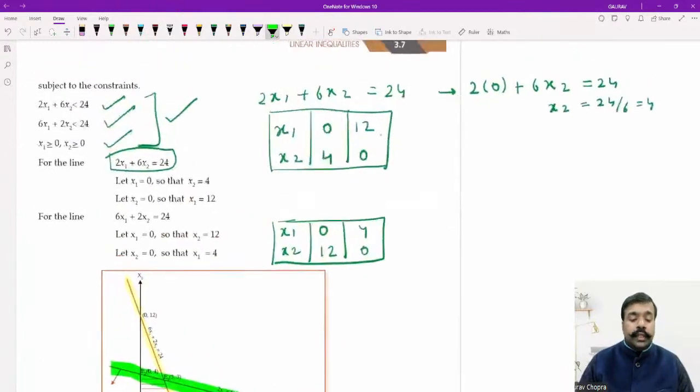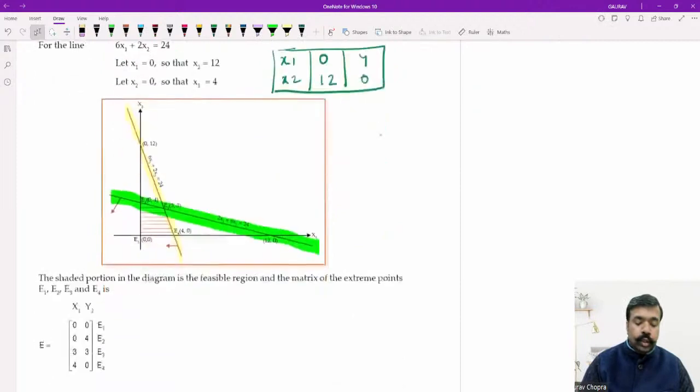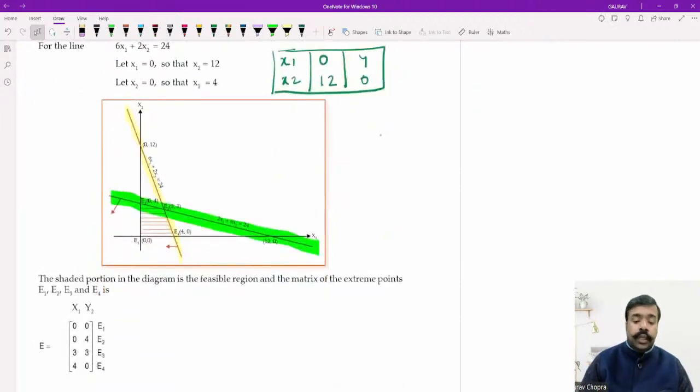Now, what will be the next thing? Since there is a less than sign, the less than sign will go towards the origin. So we have to see the common area which is going inside. This will go inside, this will go inside, and it cannot become negative. That is why this is the required region. And from this region, we can find out all the possible coordinates.